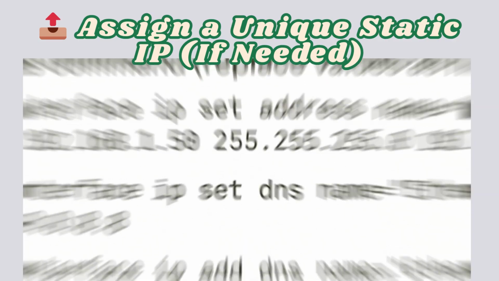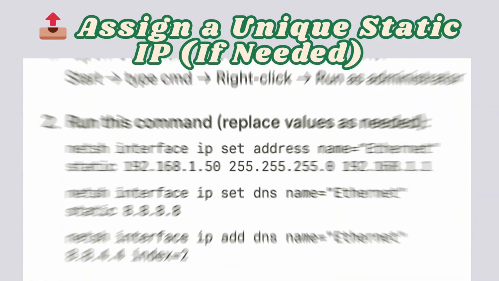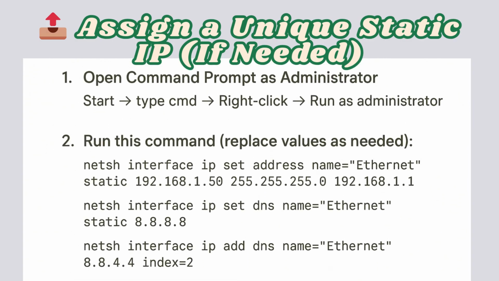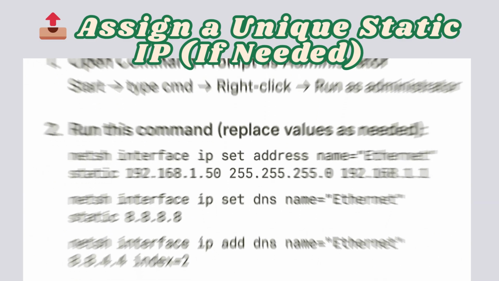Assign a unique static IP if needed. If you must use a static IP, make sure it's outside the DHCP range. No other device is using it. You can check active addresses through your router or using scanning tools.